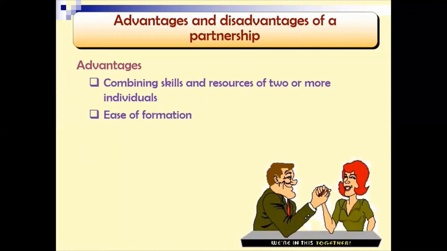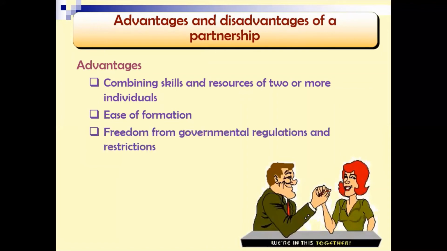There is ease of formation. This can be compared to formation of a limited liability company. Formation of a partnership is easier than a limited liability company based on the procedures and the requirements. Freedom from governmental regulations and restrictions. In partnership, the partners are allowed to make their own agreement. That is not so possible in a company, because a company is closely regulated by government regulations.